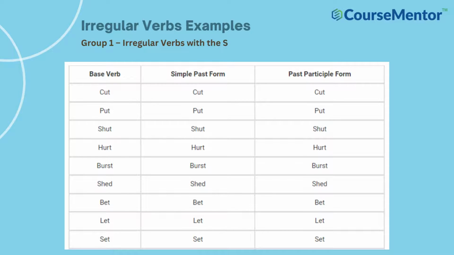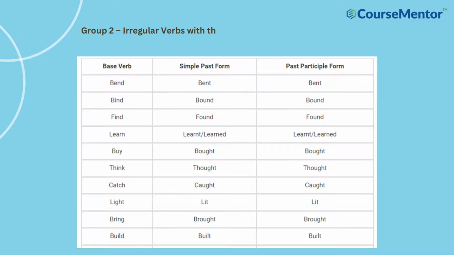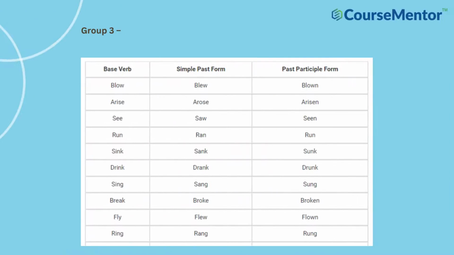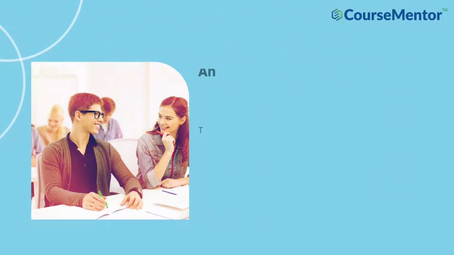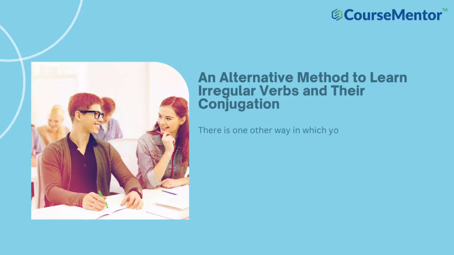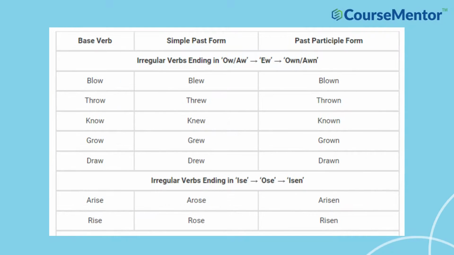Let us now look at the list of irregular verbs which fall under the three groups to have a better understanding. Irregular verbs examples. Group 1: irregular verbs with the same spelling across all forms. Group 2: irregular verbs with the same simple past form and past participle form. Group 3: irregular verbs with completely different spellings for each form. An alternative method to learn irregular verbs and their conjugation: there is one other way in which you can learn irregular verbs easily, by categorizing words according to their change in spelling. Have a look at the following table to understand how.